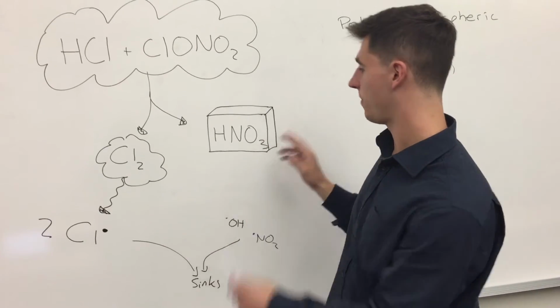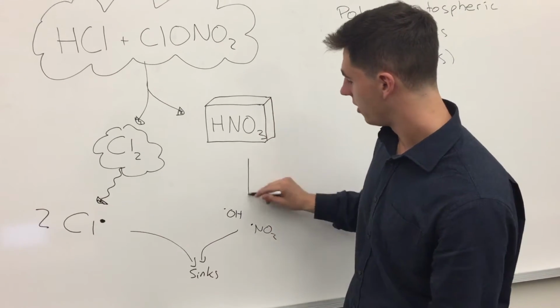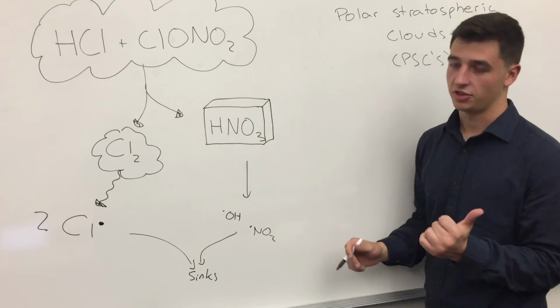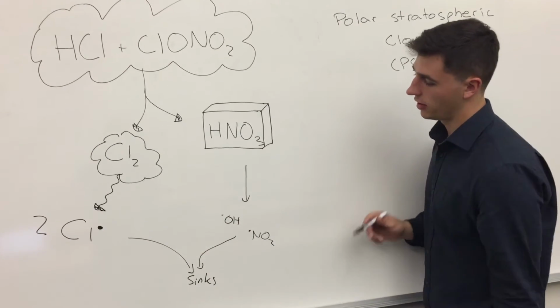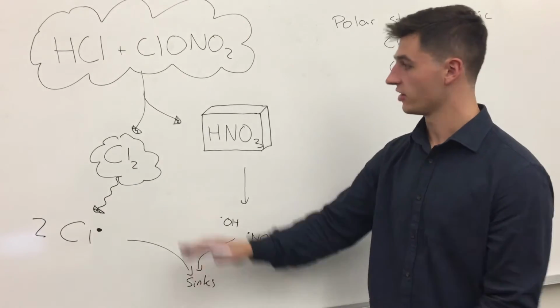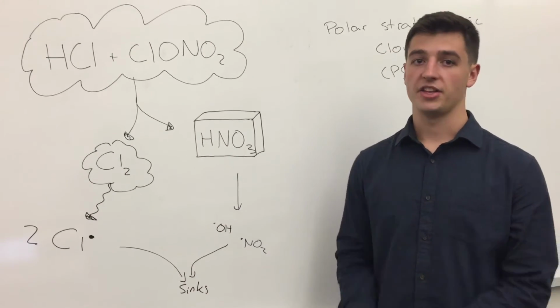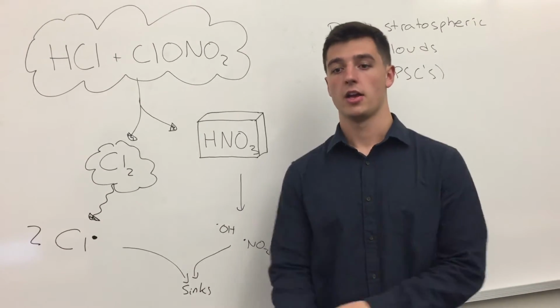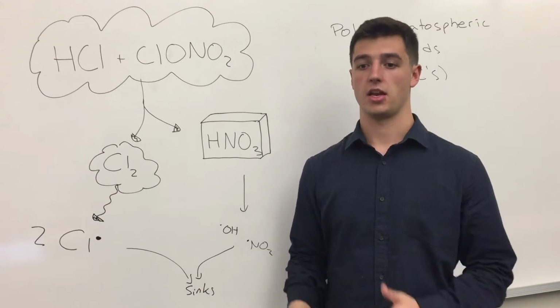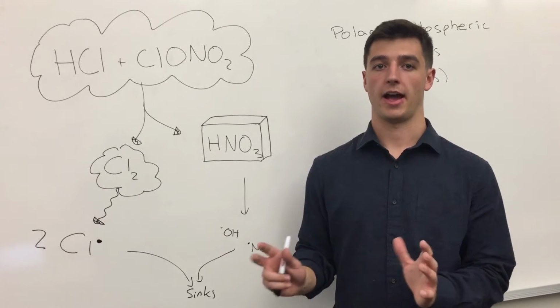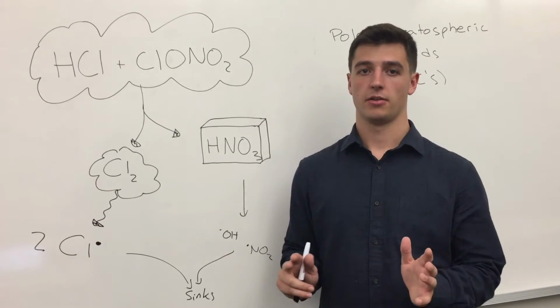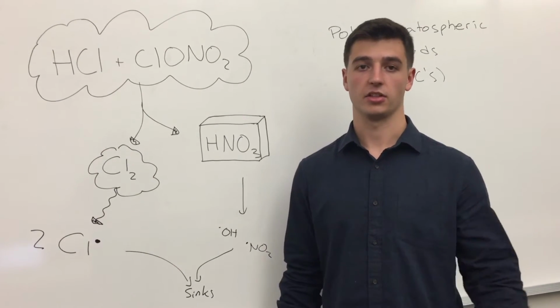And once they dissipate, eventually we get back to the reactions I mentioned earlier, hydroxide radicals and nitrate radicals reacting and forming the sinks again. This cycle would explain why you get a lot of seasonal variation in ozone depletion. Specifically, the spring has the lowest levels of ozone nearly every single year.